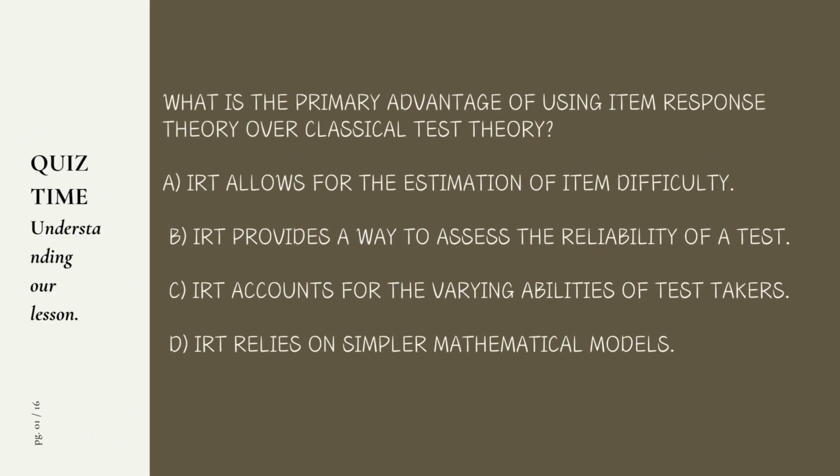What is the primary advantage of using item response theory over classical test theory? A. IRT allows for the estimation of item difficulty. B. IRT provides a way to assess the reliability of a test. C. IRT accounts for the varying abilities of test takers. D. IRT relies on simpler mathematical models.